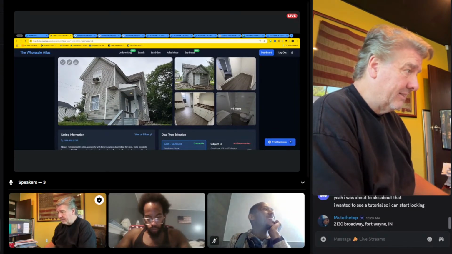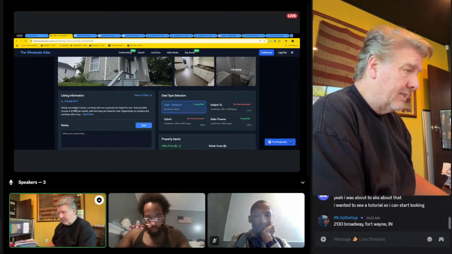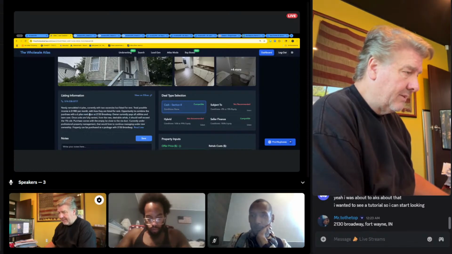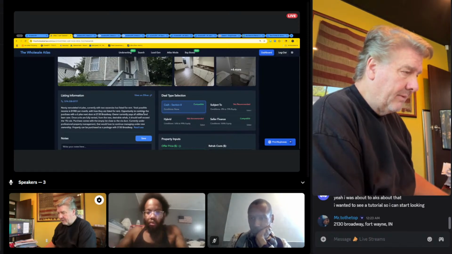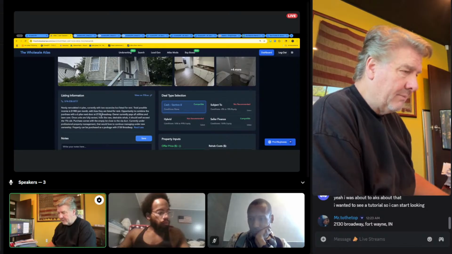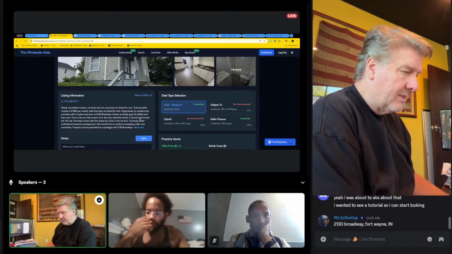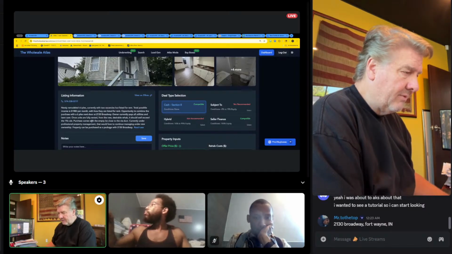So here's the other one. It's a newly remodeled triplex, currently with 2 vacancies, but listed total possible 19. With how they're listed, opportunity to combine purchase with 6plex next door. Owner currently pays all utilities. Units are fully rented. Should exceed the 1% rule.